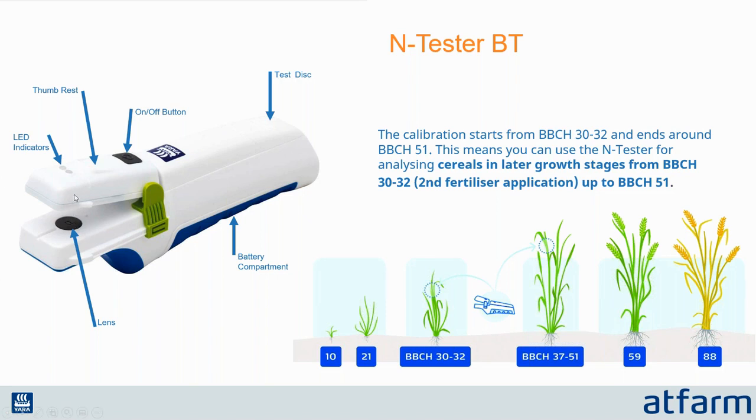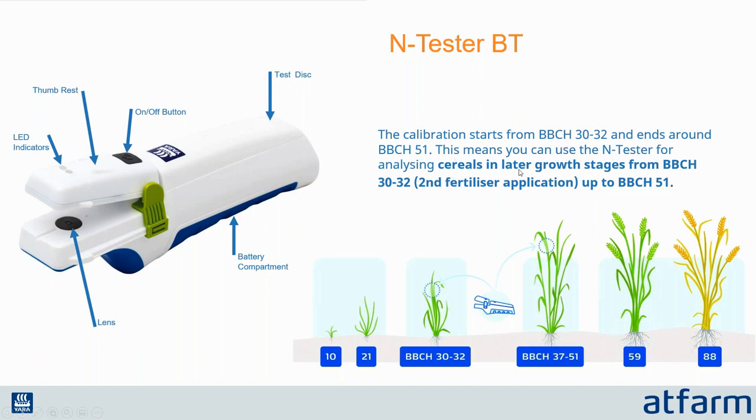What this is doing is it's intercepting the light that's going through that leaf, and from that it can determine the chlorophyll content of the leaf. And we know that there's a direct correlation between the chlorophyll content in the leaf and the amount of nitrogen that's in the leaf as well. So there's a very strong relationship between those two.